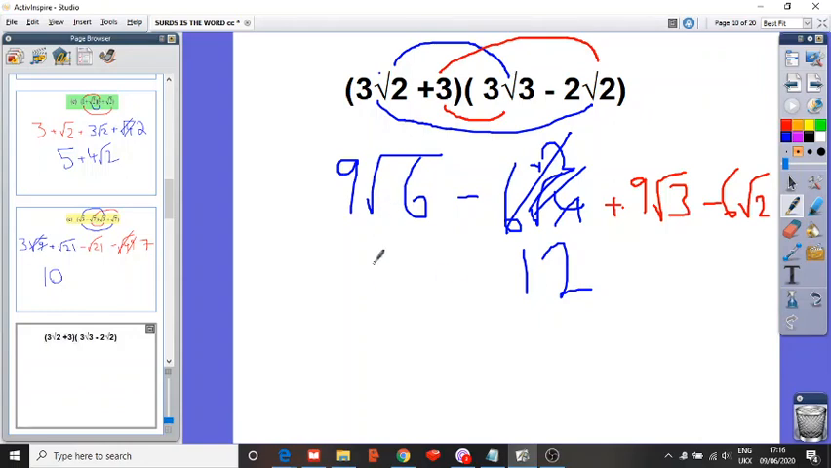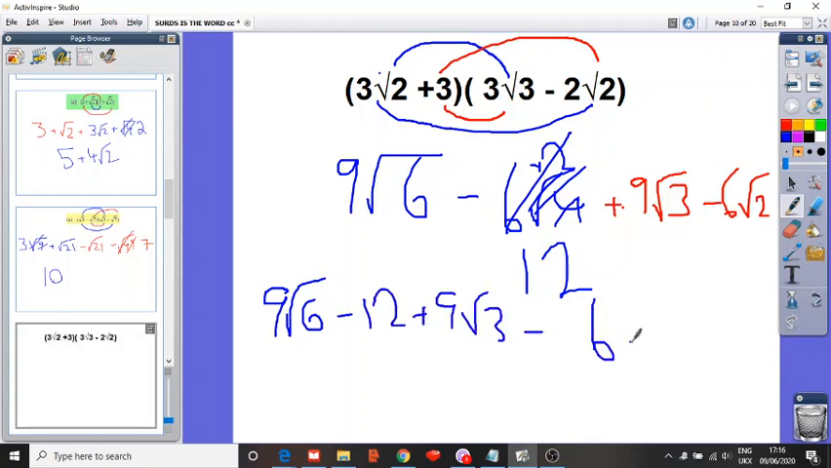Now my square root of 6, check to see if it can be simplified. It can't be. So my answer is just going to be 9 root 6 minus 12 plus 9 root 3 minus 6 root 2. And that's it. That's just my answer there. It looks messy, but that's my answer.